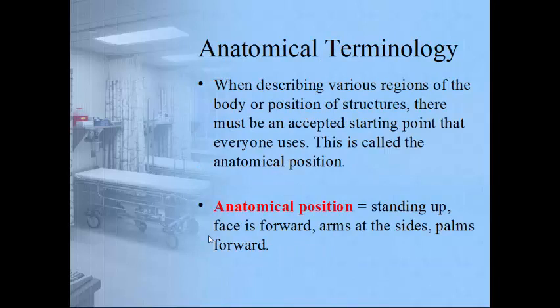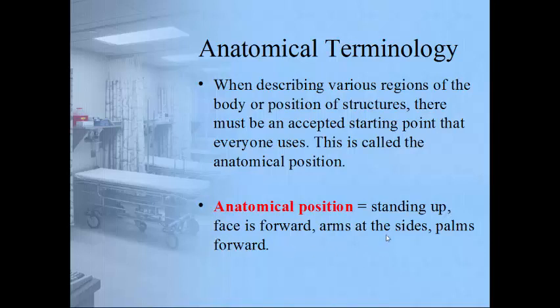Alright, next we'll go over some basic terminology that we use in anatomy. With so many scientists all over the world speaking countless numbers of languages, you have to have an agreed upon starting point where terms like inferior, superior, medial, lateral, all those terms that you hear on TV or read in books will have the same meaning. That agreed upon starting point is called the anatomical position.